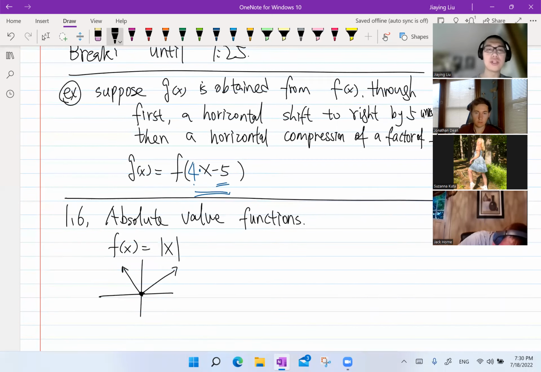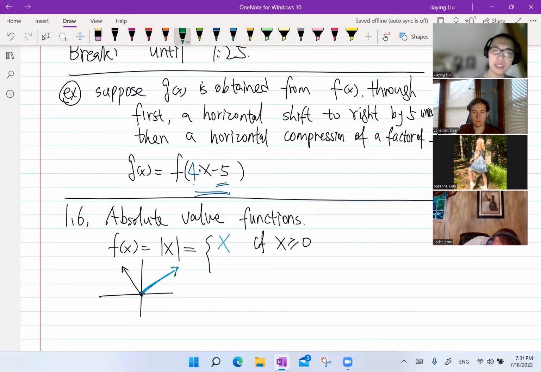And if we convert it to a piecewise function, it has 2 pieces. The first piece is going to be positive x if x is greater than or equal to 0. So the first piece is this part. So that's positive x for x greater than or equal to 0. Now the piece on the left will have the function negative x. It's not because it's on the left, it's because x is negative in this case.